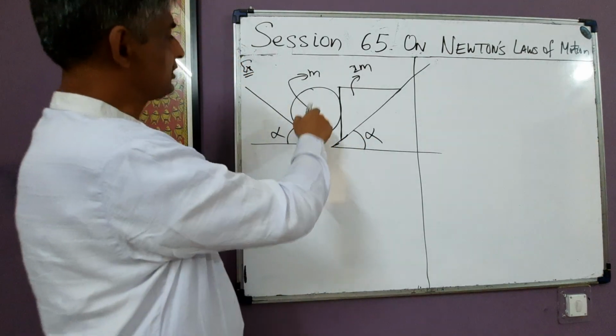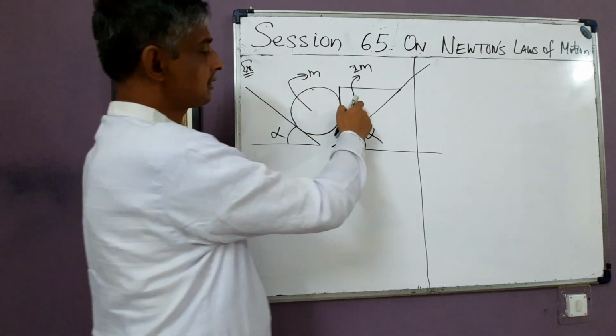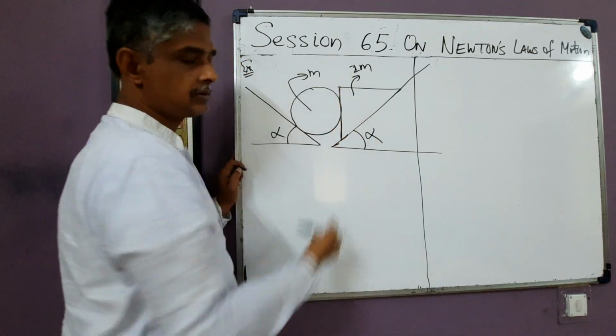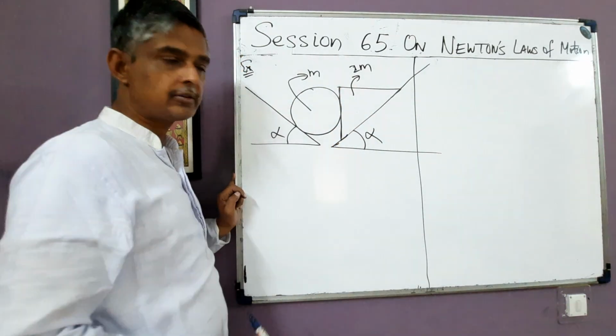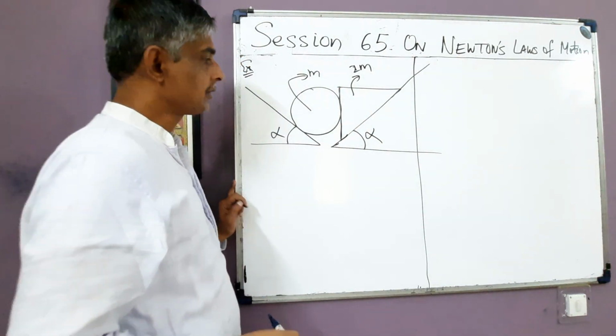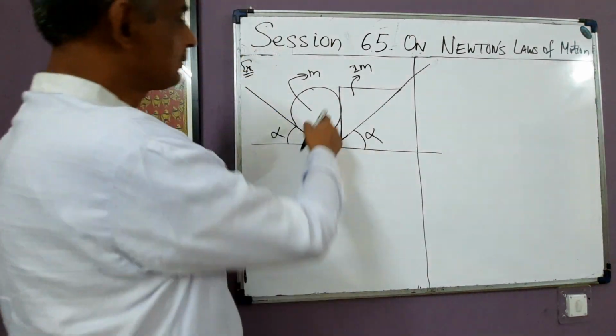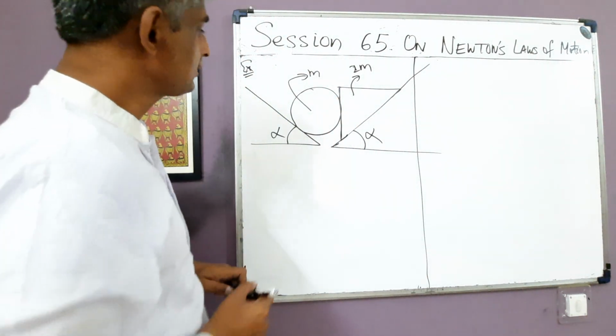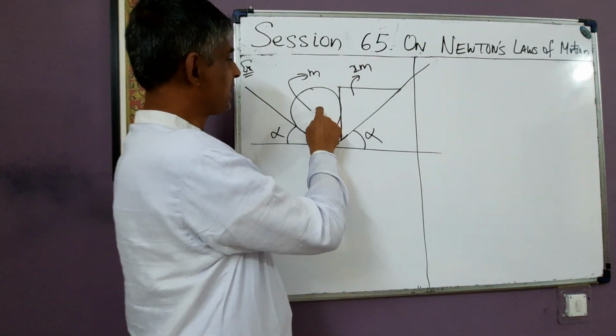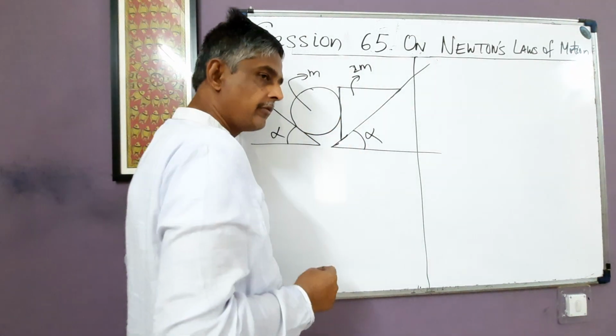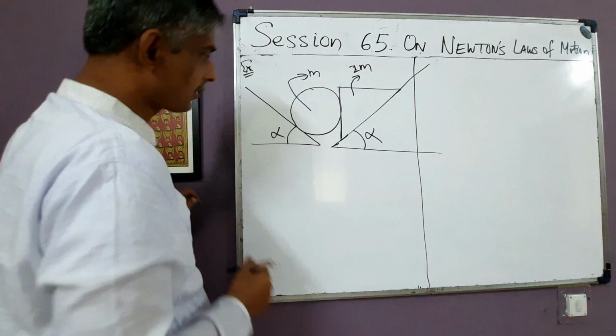There is a uniform solid cylinder of mass m. This is a wedge of mass 2m with a vertical face. There is no friction anywhere. All the bodies are rigid. The system is released from rest. No friction anywhere, I am repeating again and again. The question is, find the normal force between the cylinder and the wedge when the system is released from rest.